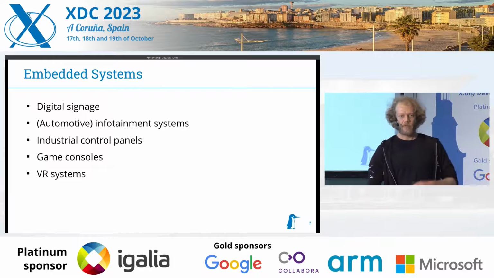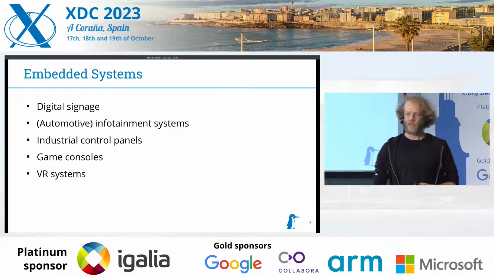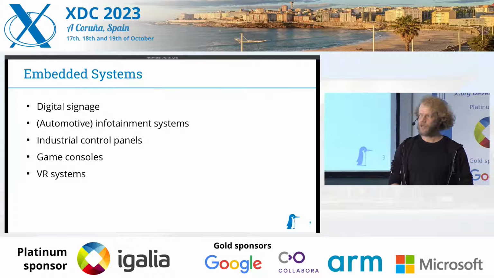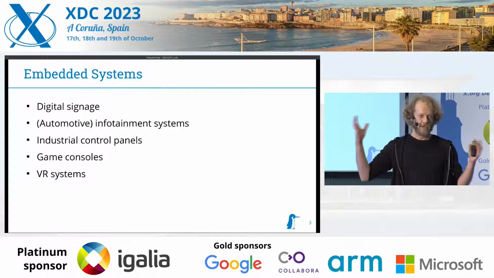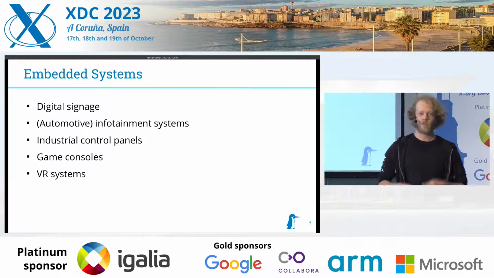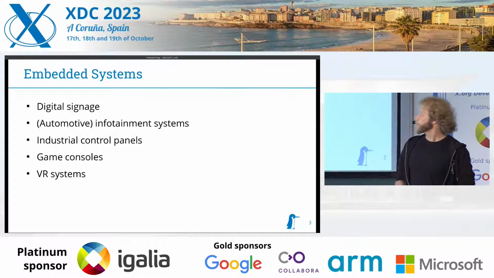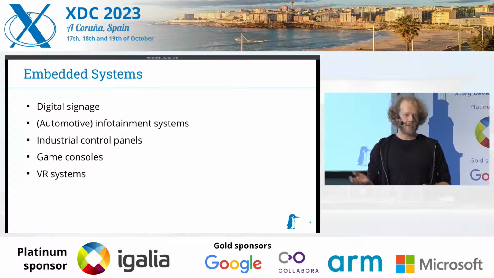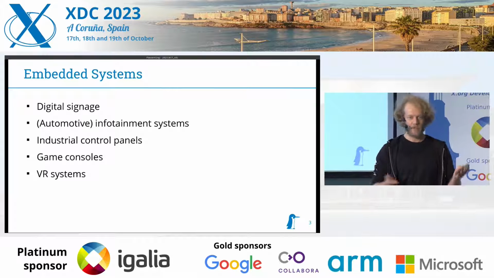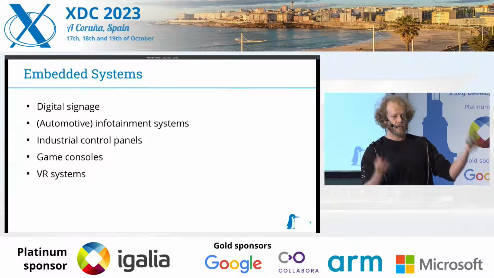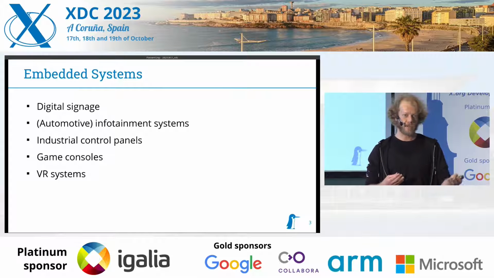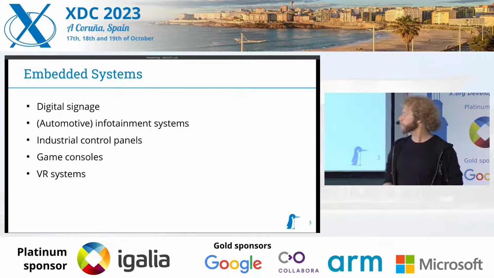At Pengutronics, we work with embedded systems. So what are the embedded systems I'm talking about? These are digital signage. That means the large screens you see everywhere nowadays where you get some information. Automotive infotainment systems. I put the automotive in braces because you have them on different places like planes or whatever. Industrial control panels, like you have big machines and they have some display which interacts with the machines, allows you to control it, allows you to monitor the machine.